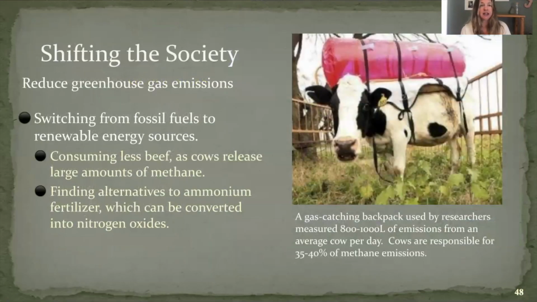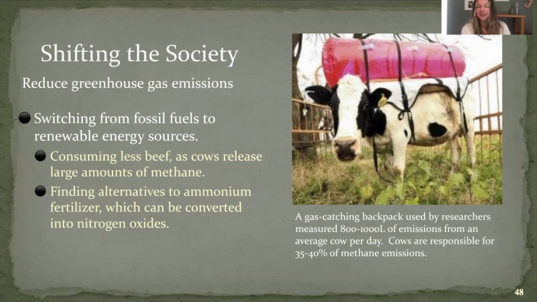Shifting our society, so reduce greenhouse gas emissions. For example, there's been talk about switching from fossil fuels to renewable energy sources. We have solar panels on our high school. Do you guys know that? We could consume less beef. I was letting you guys yell at me for a minute. Okay, I think you're done. Yeah, consume less beef.